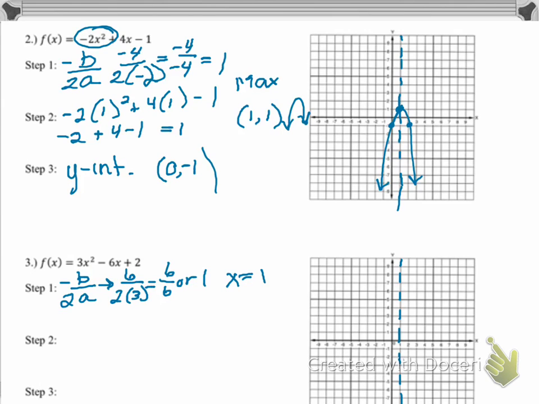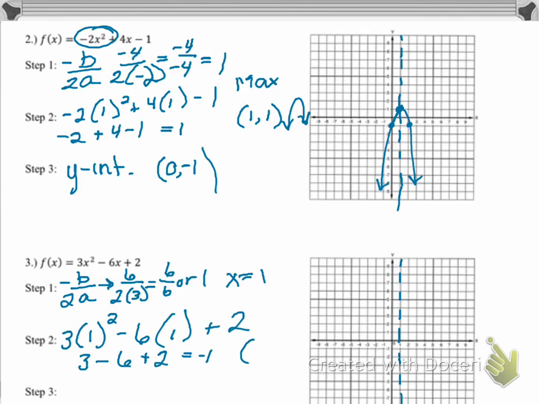Then step 2 is I'm going to find that vertex. So I'll put 3 and then insert 1, and I'll square it, minus 6 times 1 plus 2. So 1 squared is 1 times 3, 3. Negative 6 times 1 is negative 6, and I'll bring down the plus 2. So 3 minus 6 is negative 3, plus 2 is negative 1. So I have a vertex at the point 1, negative 1.